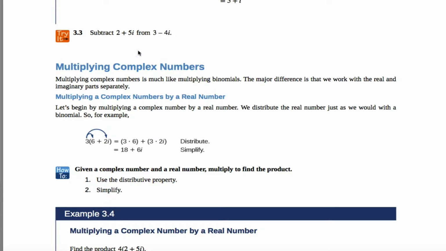All right, here's Try It 3.3. I wanted to talk through this problem because it's a little bit subtle. It's easy to make a mistake in. What I want to do is subtract 2 plus 5i from 3 minus 4i.